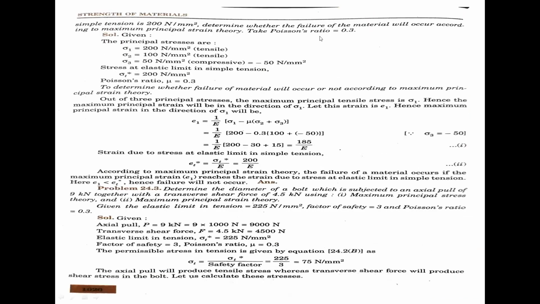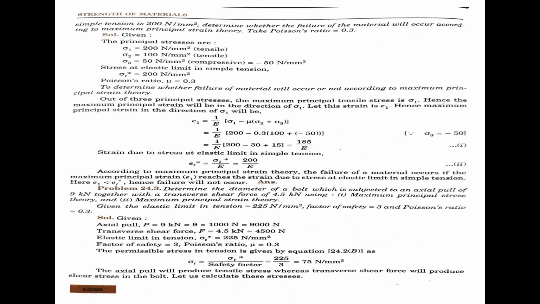Problem 24.2. Write the data, using the maximum principal strain theory. Write the values of sigma 1, sigma 2 and sigma 3. Compressive is negative, so use the minus sign. Poisson's ratio is also given, mu equal to 0.3. To determine whether failure of the material will occur or not according to the maximum principal strain theory, out of the three principal stresses, the maximum principal tensile stress is sigma 1.